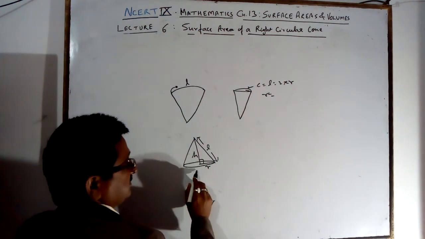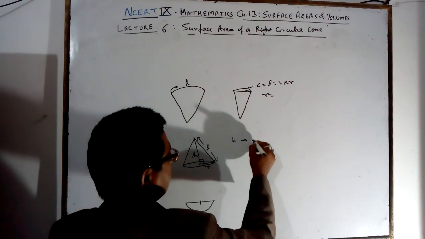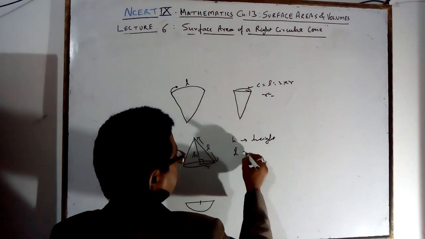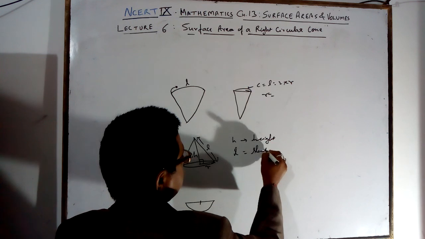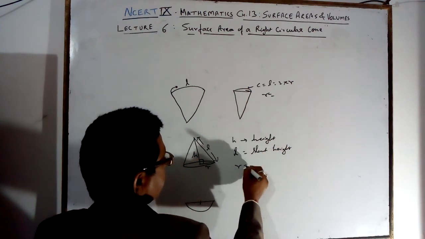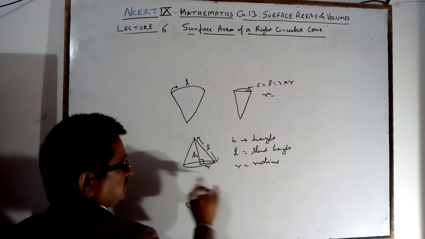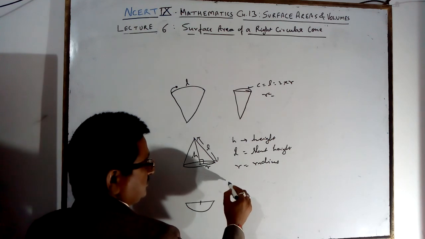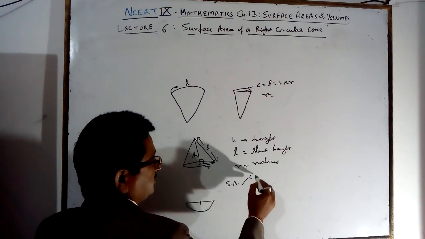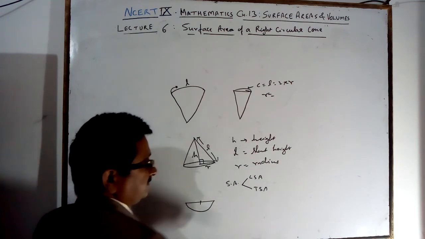So a cone has these things: one is the vertical height, one is the slant height, and another is the radius of the base. So it has a surface area. Surface area is of two types. One is the curved surface area, and one is the total surface area.